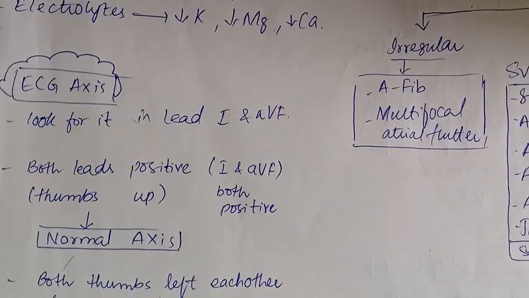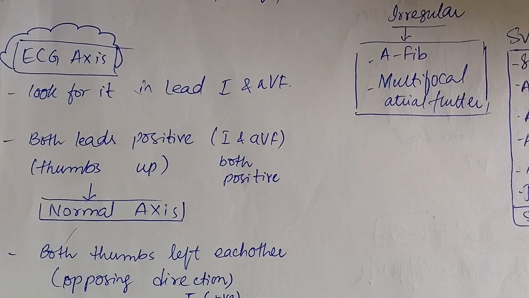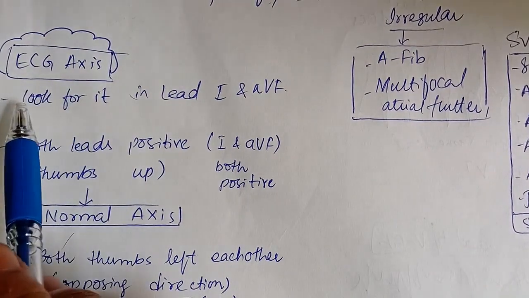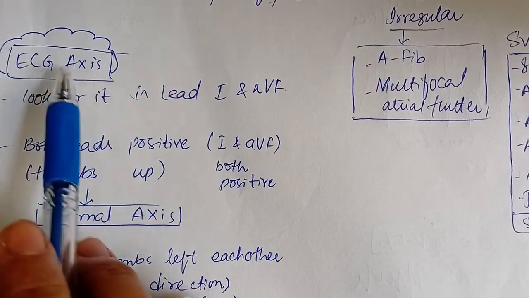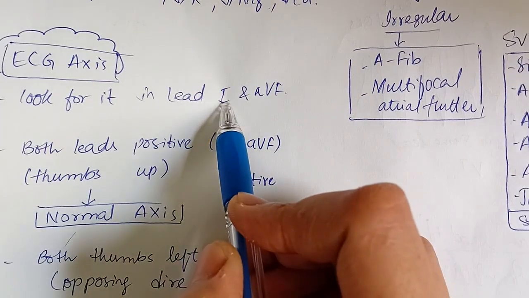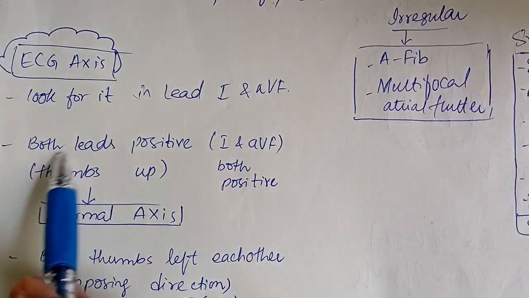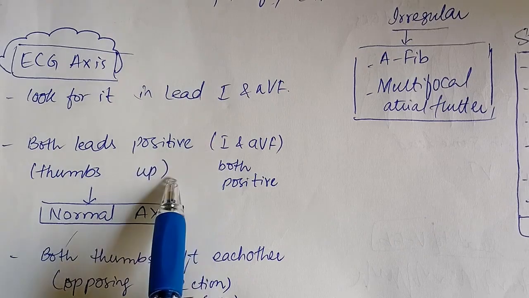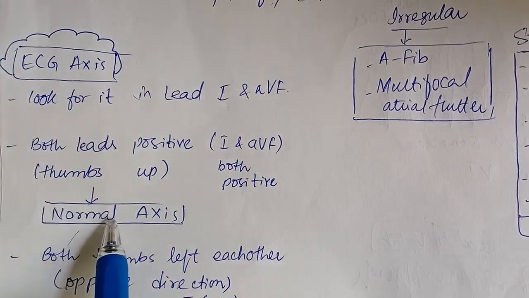There is also a very important thing that students find really difficult to memorize, so I will make it easier for you to learn the ECG axis. First of all, when you see the ECG, you have to look whether the ECG has a normal axis. How can you see that? Look for it in leads 1 and AVF. If both leads are positive, that is, both leads are thumbs up, that would be a normal axis.